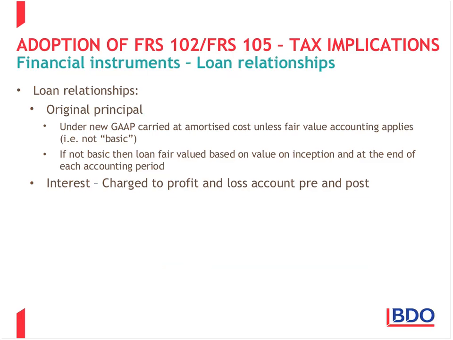Financial instruments. The original principal of the loan, that's the capital outstanding, is carried at amortised cost unless fair value accounting applies, i.e. it's not a basic instrument. In most cases, for a basic instrument, it's going to be carried at historic cost value. If it's not basic, then the instrument needs to be fair valued. In either case, interest charged on that instrument is charged to profit and loss account, and a tax deduction is taken, therefore.